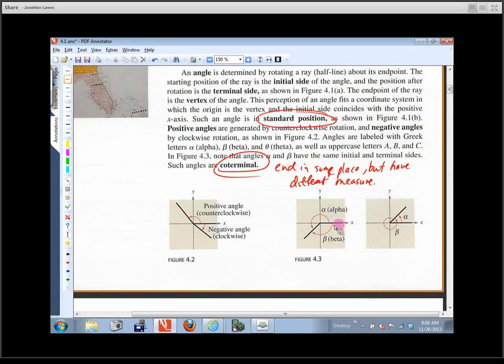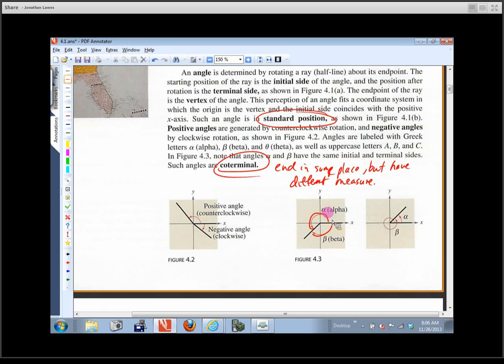So you'll notice this angle is in standard position. Here's the positive side of the x-axis, and then here's the terminal side. Here's where the angle ends. Well, angle alpha is this one right here, and angle beta is this one right here. So the only difference between the two of those is we've measured alpha in a positive way, and we've measured beta in a negative way. And yet they look exactly the same. So the terminal side ends in the same place. These are coterminal, but they would have different measures.